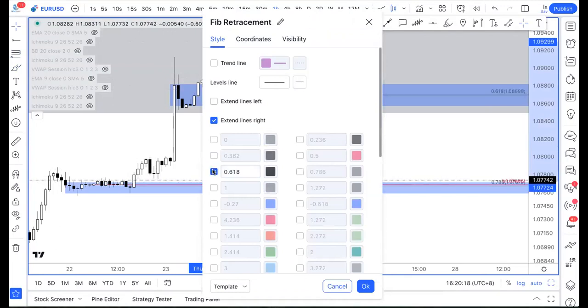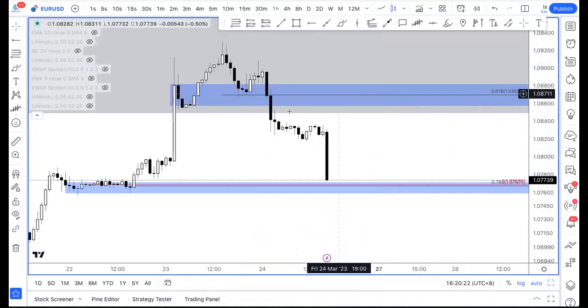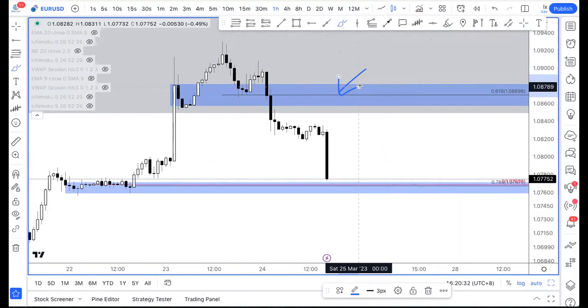So we're trying to find if there are any resistance zones that line up with this area, that line up with this blue zone. You can see that in this case, the 61.8 retracement will be the one that lines up with the resistance area. That's one. And then the other one would be this area here.